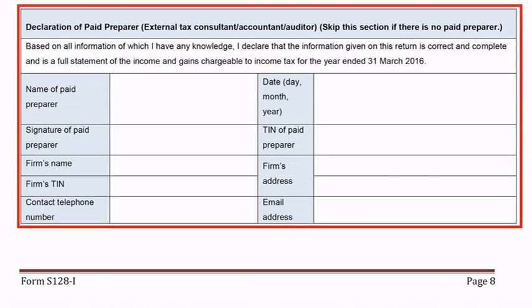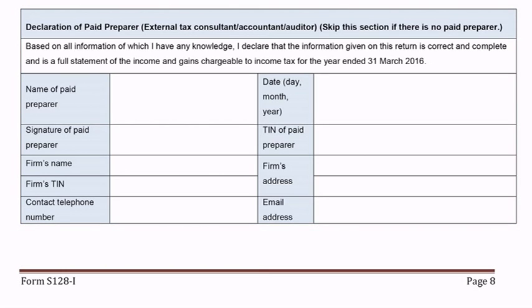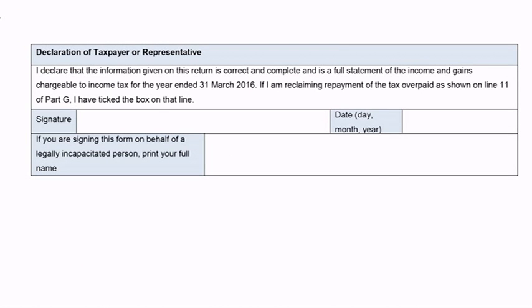Declaration. Paid preparer. If you paid a person to prepare your tax return, that person must sign the declaration and provide relevant details. 2. In this section, you declare that all information filled in this form is true and valid. You therefore fill in your signature, date and telephone numbers as shown. In the case where you are signing on behalf of an incapacitated person, print your names in full in the space provided.